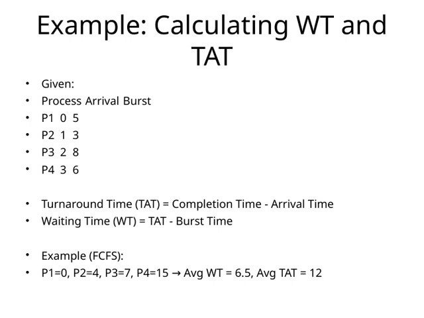In this example, using the first-come first-serve scheduling, the completion times are calculated as follows. P1 finishes at time 0 plus 5, P2 finishes at 4, P3 at 7, and P4 at 15. From these, we can determine the average WT and TAT. For WT, it sums up to about 6.5, and for TAT, around 12.